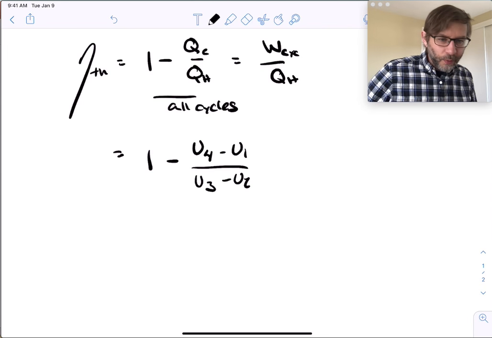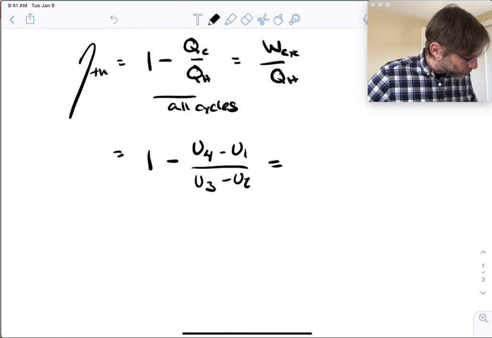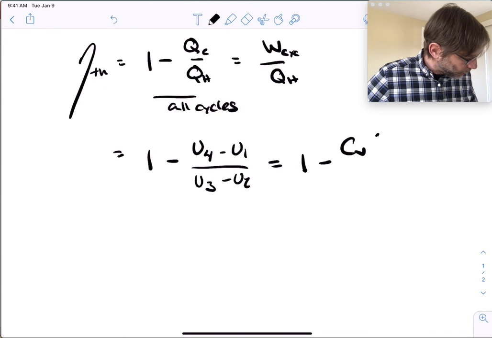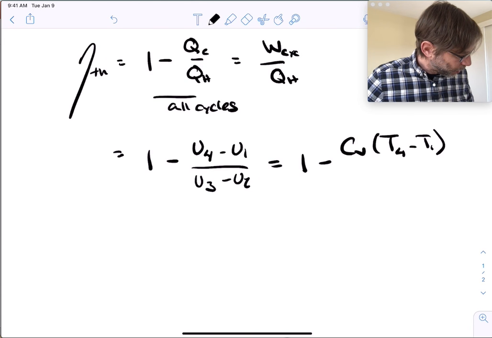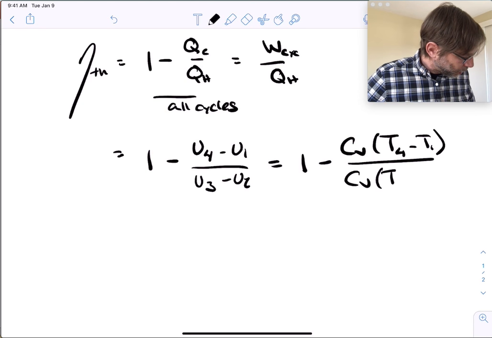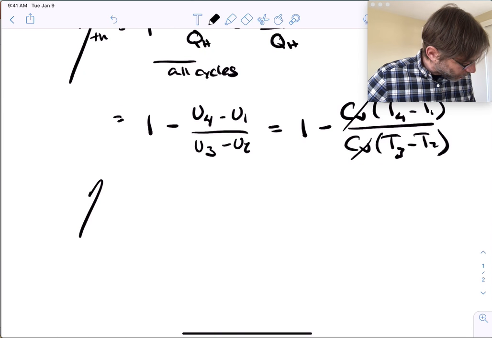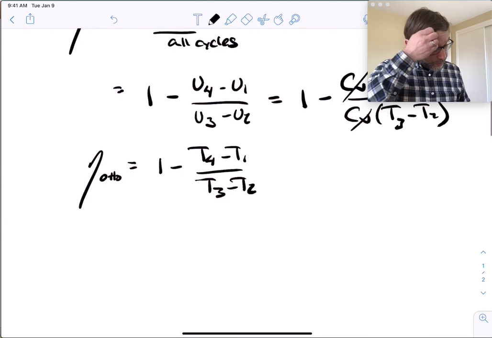Beautiful, right? Now, what if you want to simplify this? If you simplify this and assume constant specific heat, what we call the cold air assumption, this is CV T4 minus T1 over CV T3 minus T2. Now, of course, these CVs, if you assume they're constant, drop out. And so the efficiency of the Otto cycle is eta Otto equals 1 minus T4 minus T1 over T3 minus T2.